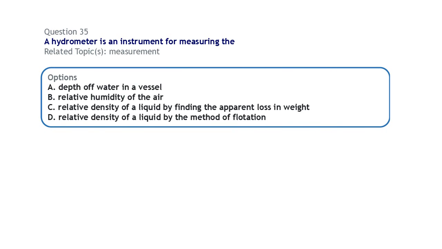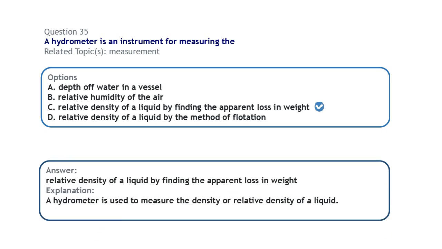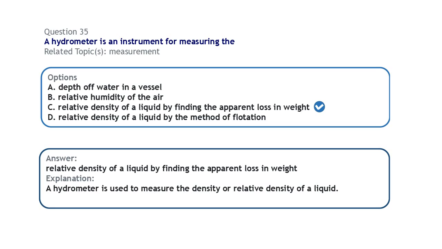Next on measurement, a hydrometer is an instrument for measuring density or relative density. Okay, relative density by finding the apparent loss in weight.